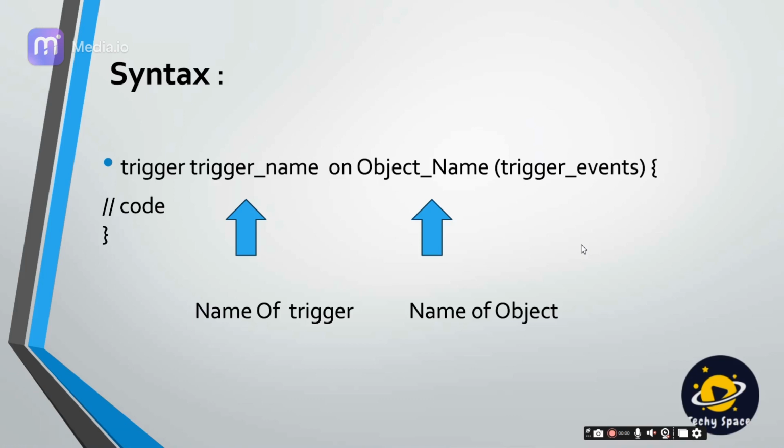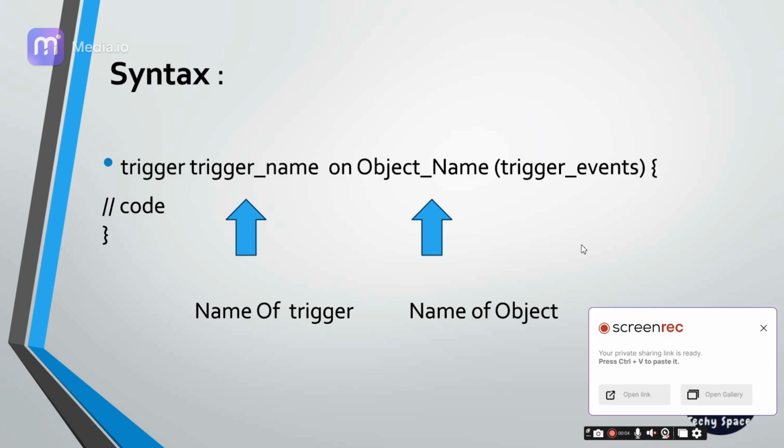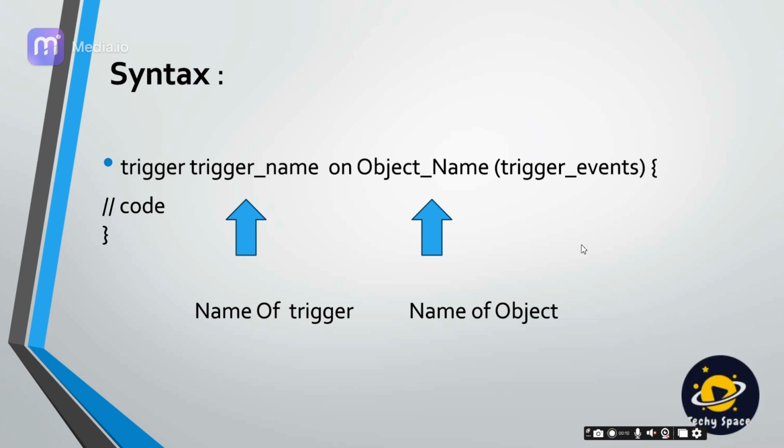This is the syntax for creating a trigger. First we need to write the keyword trigger. After that, the trigger name, which specifies the name of the trigger. Then on object name, which is the name of the object the trigger will fire on. In this section, we mention the trigger events it should perform. After that, we write our block of code. So this is the syntax for how to create a trigger.